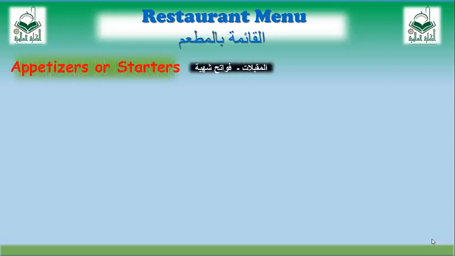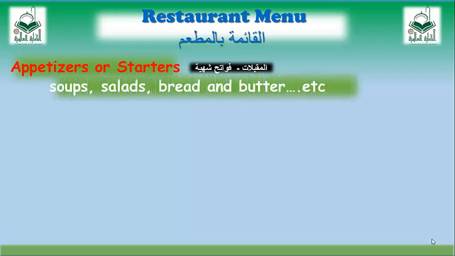Let's start. The first group or the first item in the restaurant menu, you will find appetizers or starters. Appetizers or starters like soups, salads, bread and butter, etc. So soups, for example, chicken soup, tomato soup, or onion soup, it's okay. Salads, it's very easy. Bread and butter. All of these are appetizers or starters. We start with the food. We eat it before ordering food.